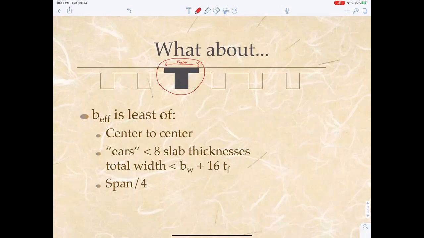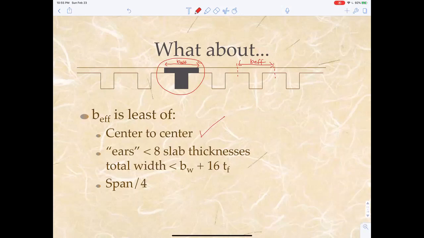And so obviously it makes sense that if you go from the middle to the next neighbor, that makes sense. It would be effective. You go halfway to the next beam on both sides. And that's this, center to center.